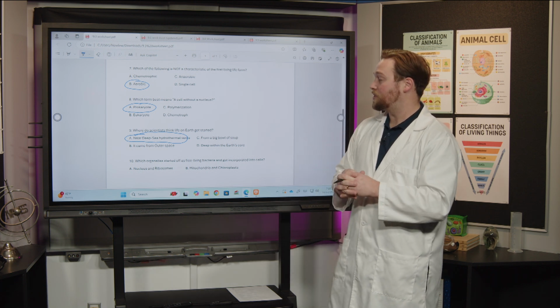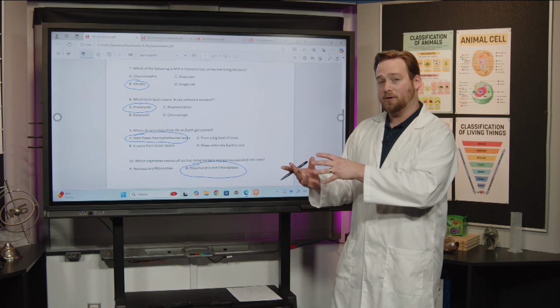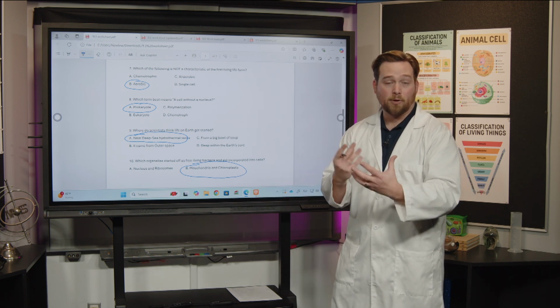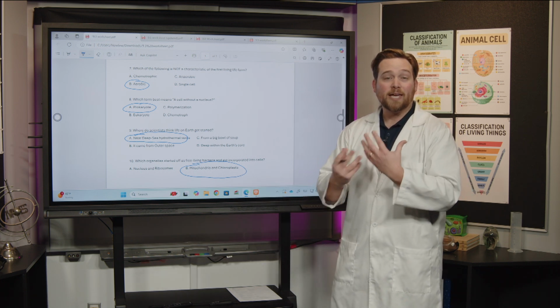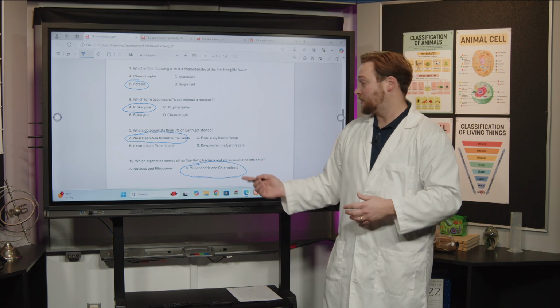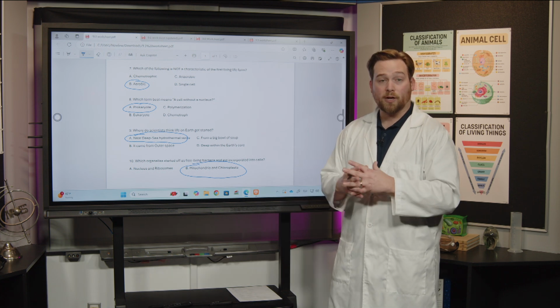All right, last one here, 10 says, which organelle started off as free living bacteria and got incorporated into cells? The answer here is going to be letter B, mitochondria and chloroplast. I gave y'all a term last time. Remember that endosymbiosis. We had these early cells. Instead of eating the mitochondria and the chloroplast, they kind of teamed up, right? They made that win-win relationship where the mitochondria and chloroplast got somewhere to live and the cells got free energy and food from these organelles. So they kind of teamed up and it was a win-win for both of them.